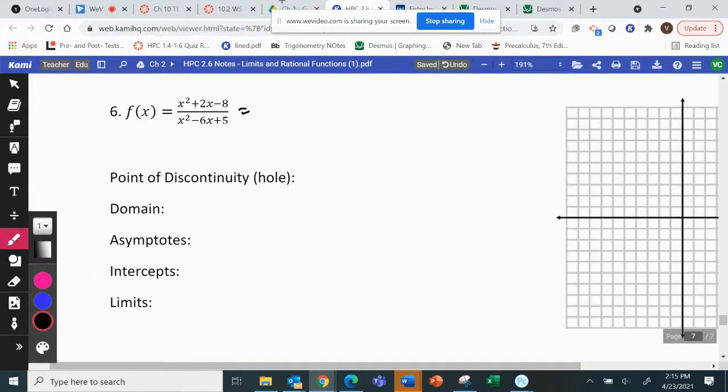We'll factor it. X plus 4, x minus 2, over x minus, oh, that's not it. Oh, I copied it wrong. Hold on. This is not the right equation. It should be a 9 right here, not a, wait. Where did I get a 5 from? Oh, because I can't read her handwriting.